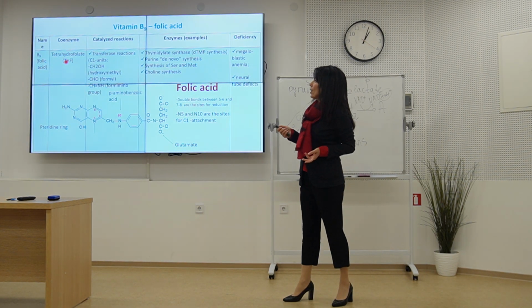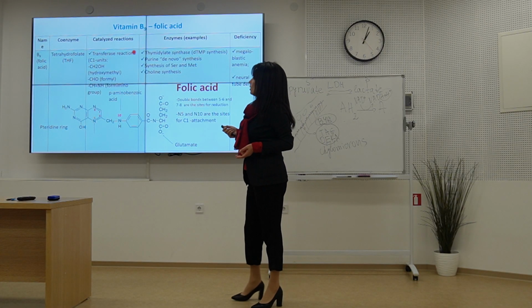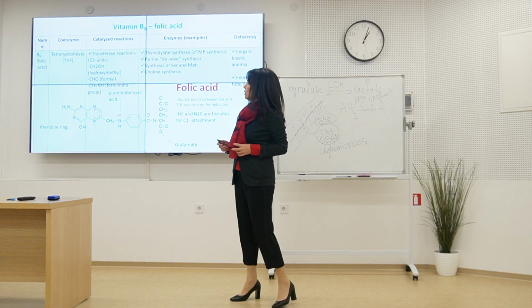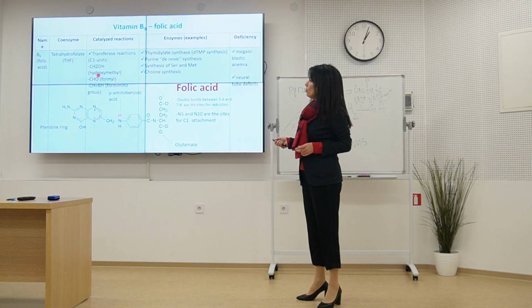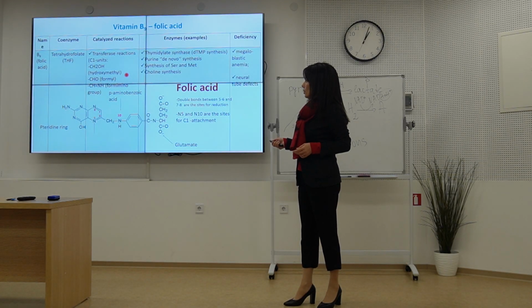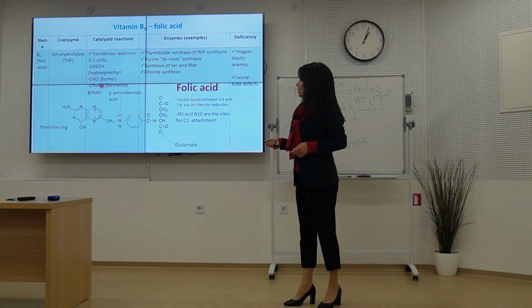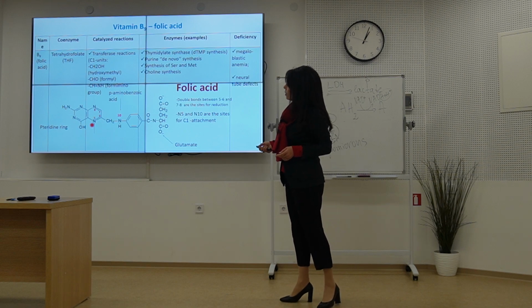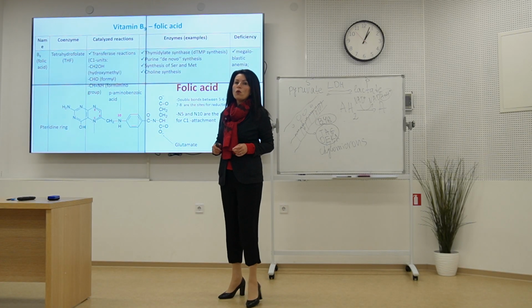Which are the catalyzed reactions? The catalyzed reactions are transferase reactions with C1 units. C1 units can be hydroxymethyl groups, formyl group, formimino group, and some other C1 units. The structure of folic acid consists of one pteridine ring, one paraminobenzoic acid, and a glutamate residue. Exactly here on positions 5 and 10, there is contact with these C1 units.